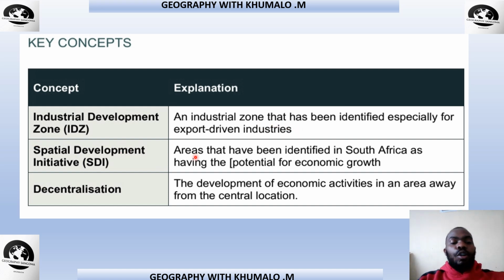Then the Spatial Development Initiatives are areas that have been identified in South Africa as having the potential for economic growth. So those are areas that we look at and say they have potential for growth, and then we name them as SDIs, and they link all these IDZs. So the SDIs will link all these IDZs. Then we've got the concept of decentralization, the development of economic activities in an area away from the central location. So now we start to move these industries to the outlying areas.